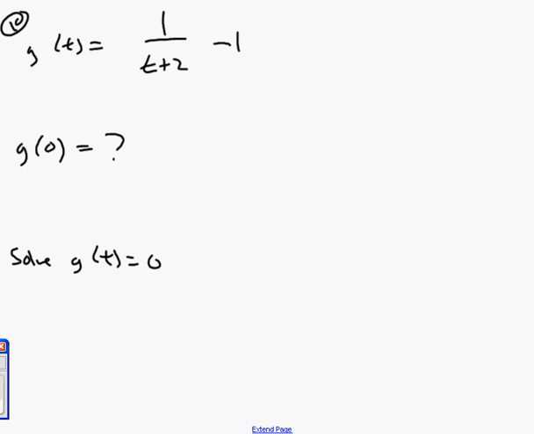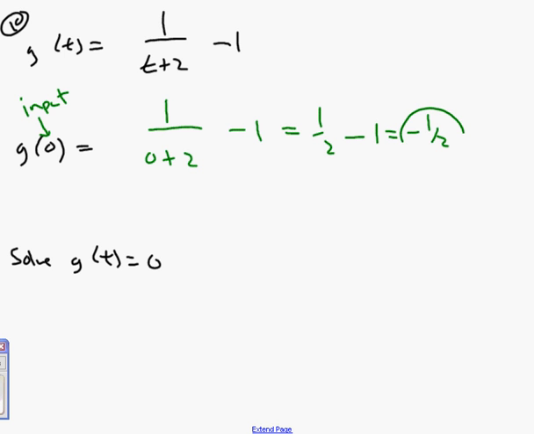So we have the function g of t equals 1 divided by the quantity t plus 2, and then subtract 1 afterwards. So g of 0 means that 0 is the input. So that's going to take the place of t everywhere we look in the function. So it'll look like this: 1 over 0 plus 2 minus 1, or a half minus 1, which is negative a half. Okay? That's that one.